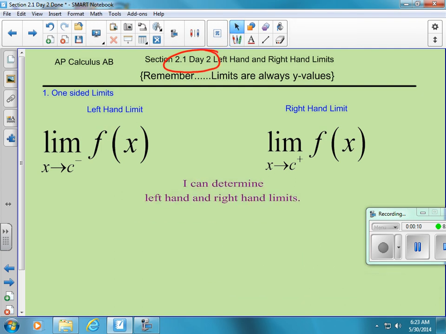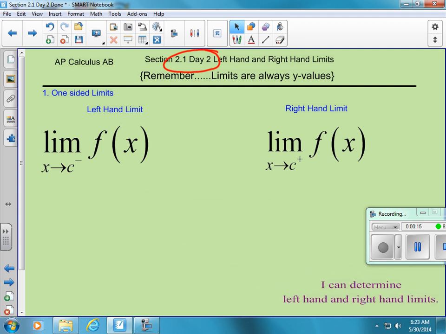Our I can statement today is you can determine left hand and right hand limits, and also the general limits. I've put a little note up here at the top, and you should read this section in your book. It's very short, and we're going to do some problems. We're going to look at graphs, find the limits, and then we're going to look at some problems where you have to draw your own piecewise function graphs, which you should be able to do, and determine the left-hand limits and right-hand limits and whatever else they ask.